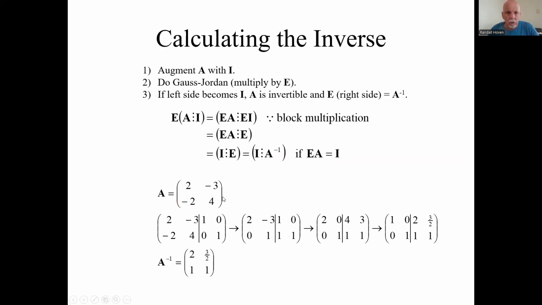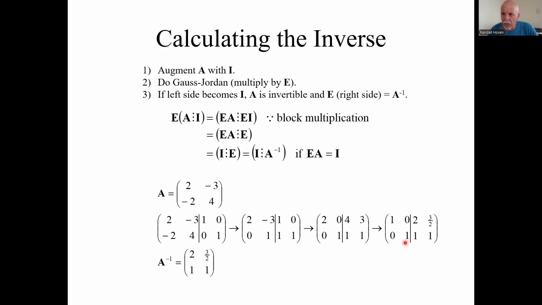Like in this example, here's the A, here's the augmented matrix. I put the whole identity matrix to the right. I start doing row operations. I get to here and look at this. All I did was Gauss-Jordan elimination. 2 pivots, no all 0 rows. There's a 1, there's a 1. The pivots are 1, and everything else in the pivot column is 0.